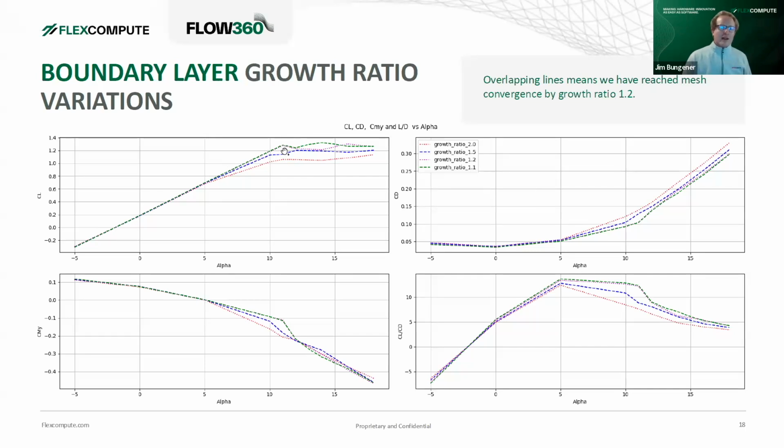So the idea there is I keep on refining: growth ratio of 2, growth ratio of 1.5, growth ratio of 1.2. I'm still seeing significant differences. I keep going. Growth ratio of 1.1. Now I've got the same answer between 1.2 and 1.1. So I know that my 1.2 captures the physics, inasmuch as this mesh sensitivity study can say.